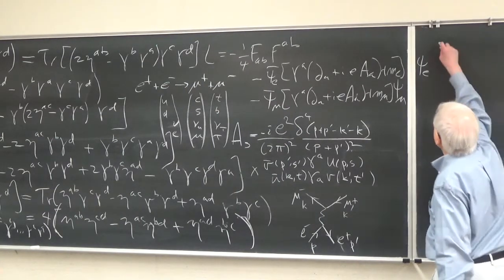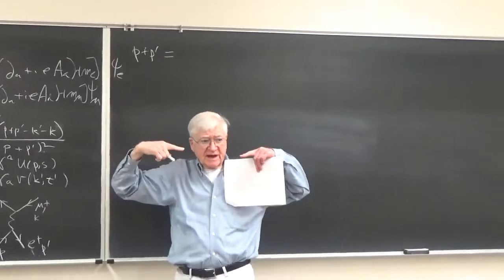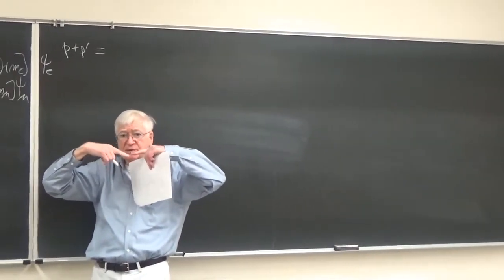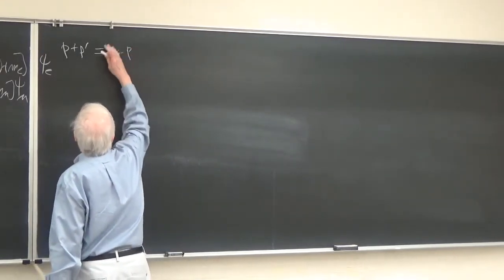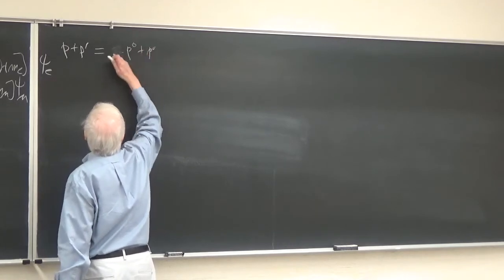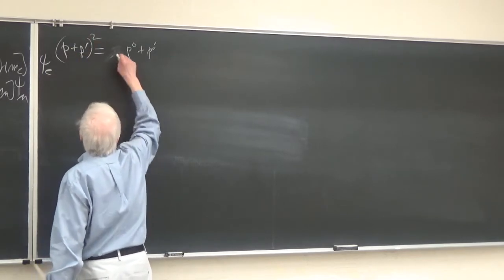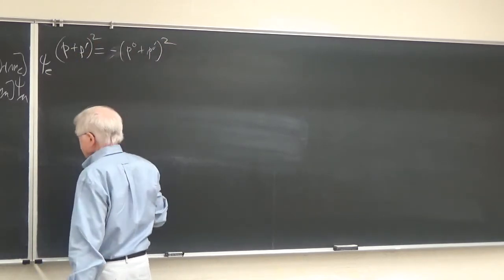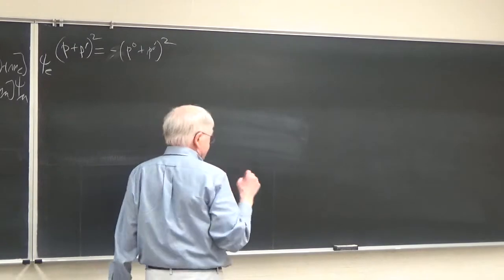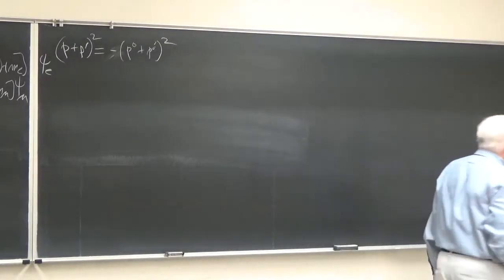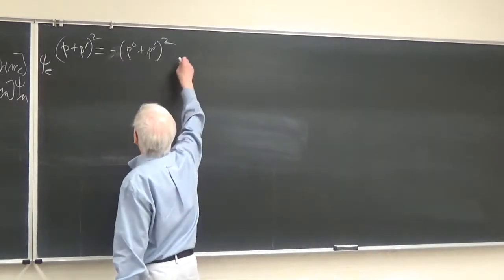So there, P plus P prime, the momenta are equal and opposite because you have a colliding beam experiment. So when you add them together, you just have P0 plus P0 prime, and we're squaring this, and so you have minus, let me get this straight. You have minus P0 plus P0 prime squared. So the sum of the zero components is P0 plus P0 prime squared. Is then a minus sign.